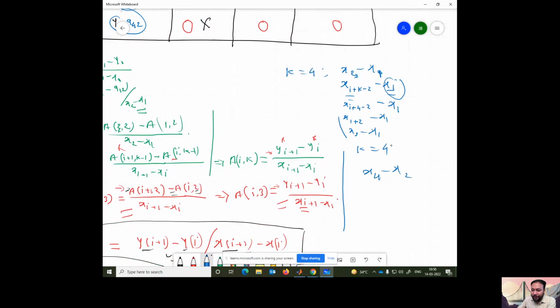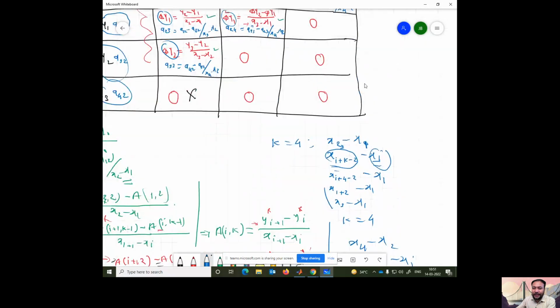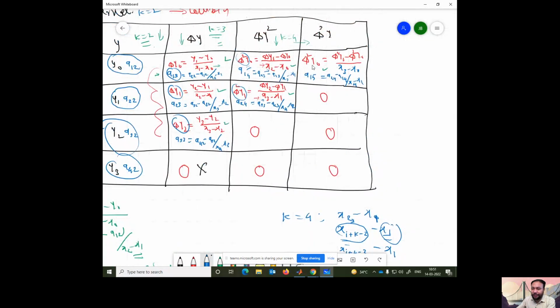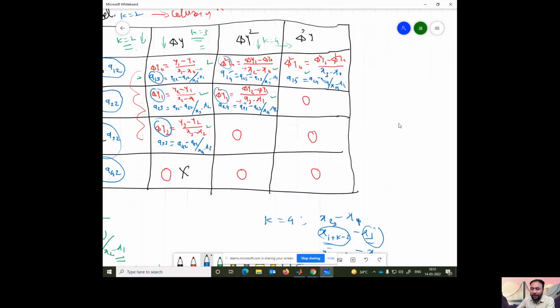Okay. Now, is it working like this? i plus k minus 2 minus i. Here, what is i? i is now 2, plus k is 4, minus 2, minus x_i, where i is 2 here. It means that if I calculate it, I get x4 minus x2. It means that this algorithm is working. Let us cross check in other elements also. Is it working here or not?